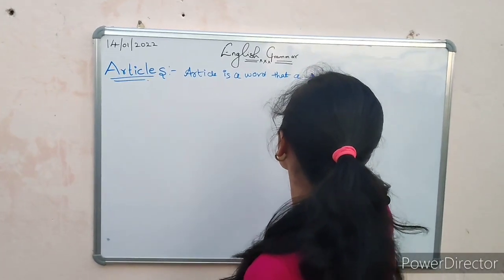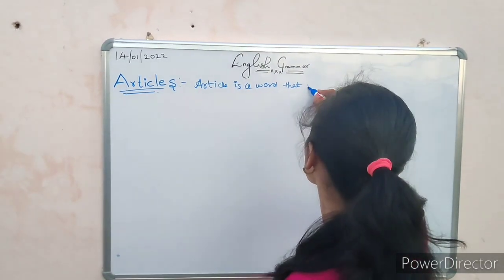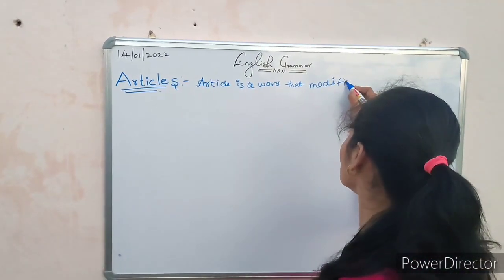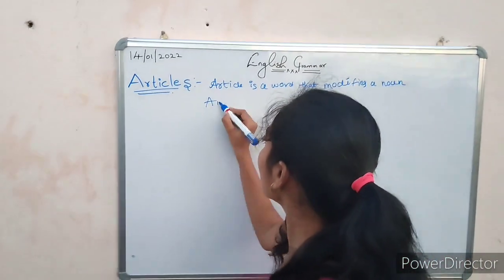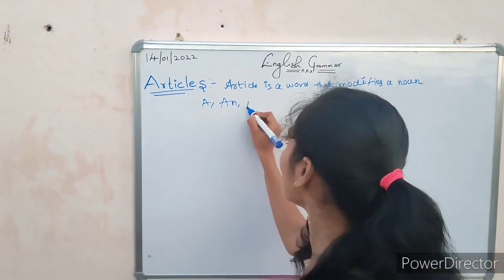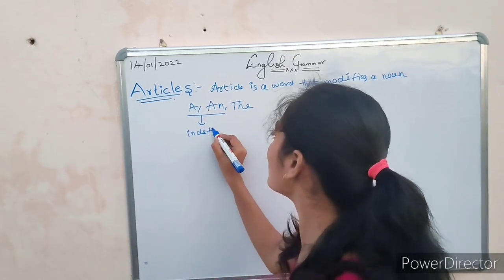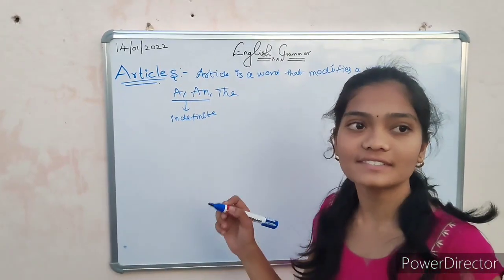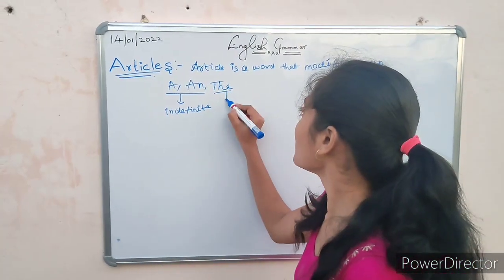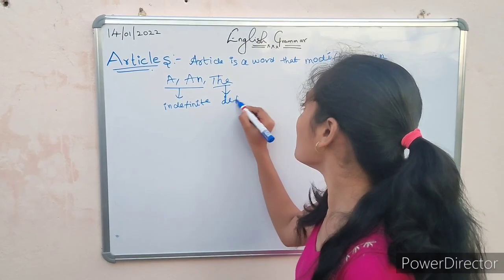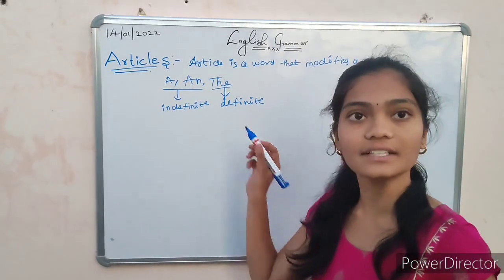An article is a word that modifies a noun. It is generally placed before a noun. A, an, and the are the articles. A and an are known as indefinite articles. They do not point out or specify the thing or person you are talking about. That's why they are called indefinite articles. And the is the definite article because it points out the person or thing you are talking about. That's why it is called a definite article.